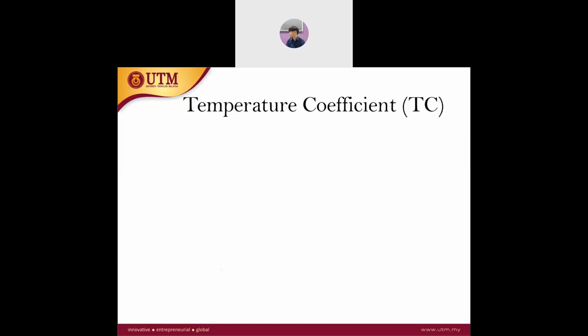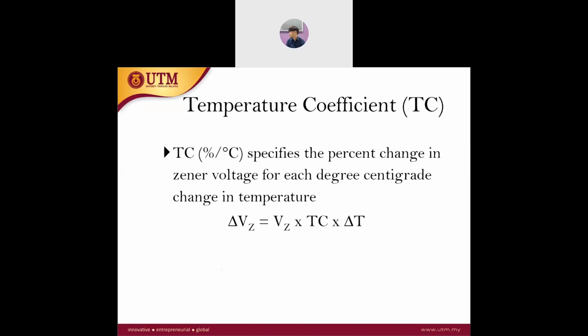Coefficient means a value. The DC temperature constant, if you see percentage over degree Celsius, specifies the percent change in Zener voltage for each degree centigrade. So it's not measured in centigrade. For the change in temperature, delta VZ, the change of Zener voltage, equals VZ, the Zener voltage, times the temperature coefficient and the change in temperature, delta T.